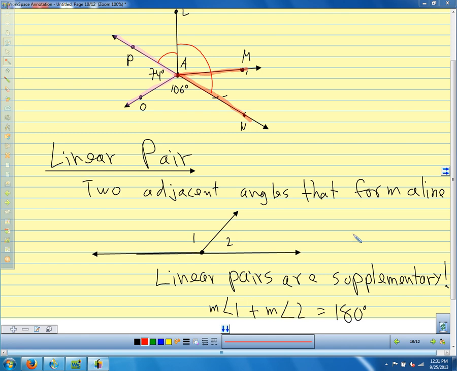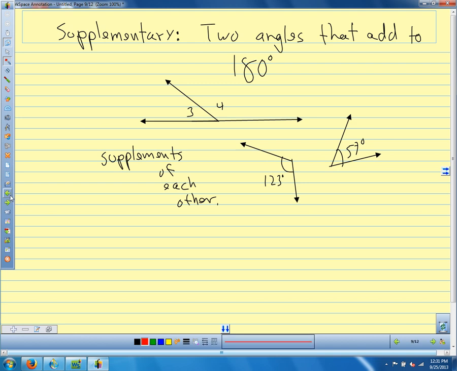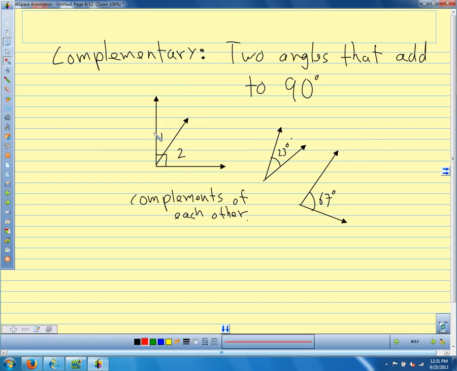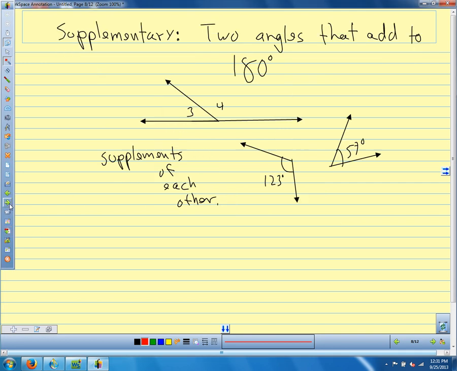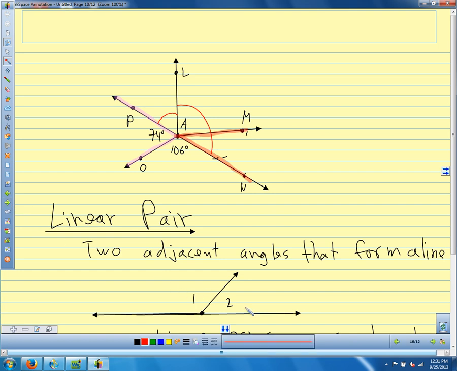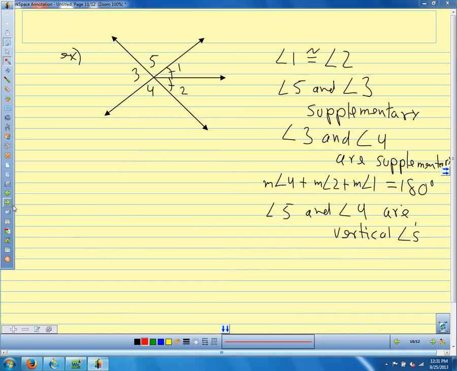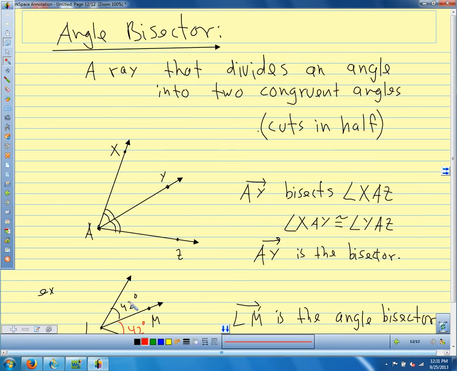If we're talking about complementary angles, this angle plus this angle equals 90. It's the same problem that we've talked about over and over. It's just what they add up to and how we put them together. Complementary, this angle plus this angle equals 90. Supplementary, or linear pair, this angle plus this angle is 180. Bisectors, this angle equals this angle.